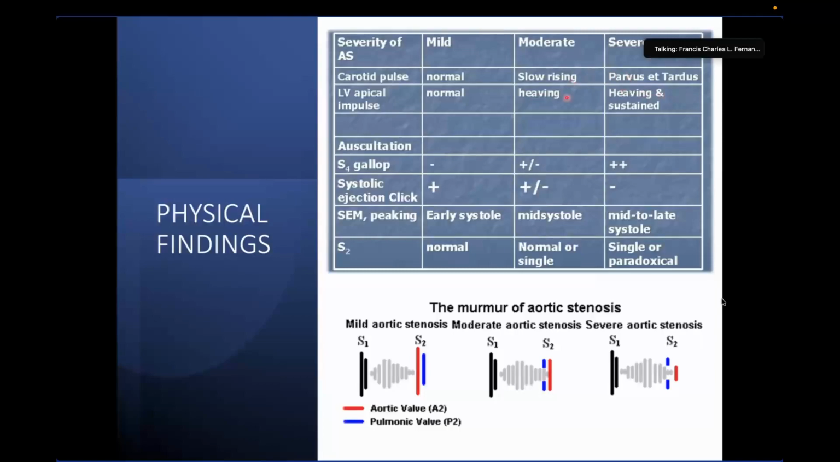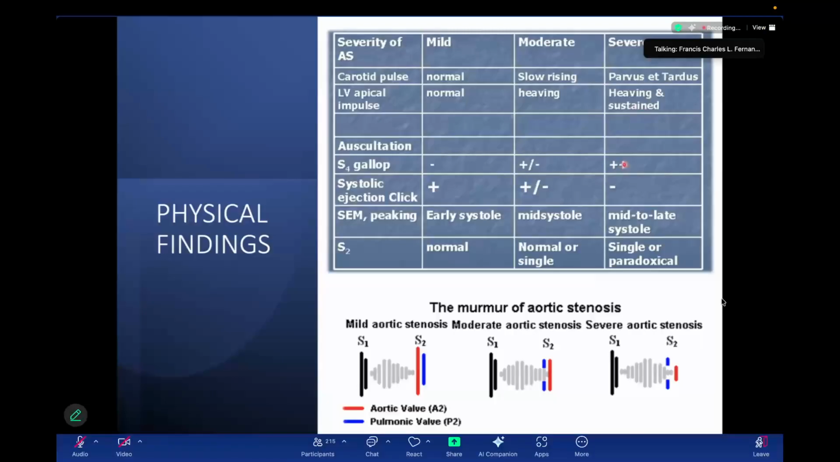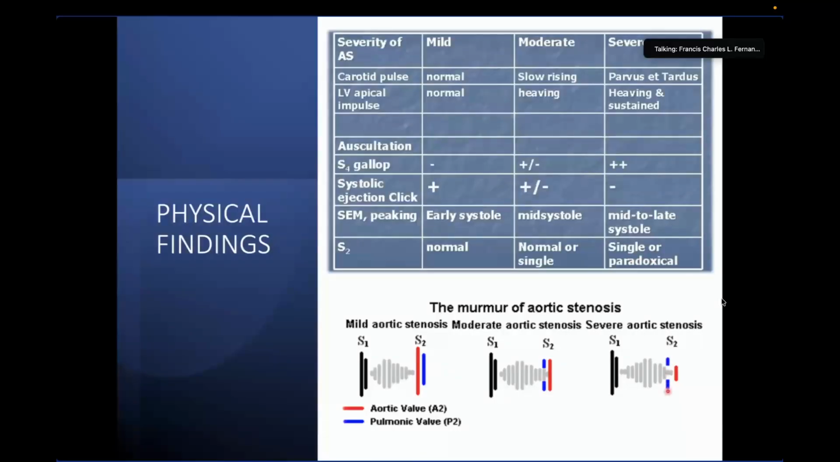Then it becomes more distinguishable when it's severe. You have a rolling kind of pulse in the carotids, and the LV apical impulse is heavy and sustained. You have an S4 gallop. Sometimes you have a paradoxical S2 here. You see the blue.